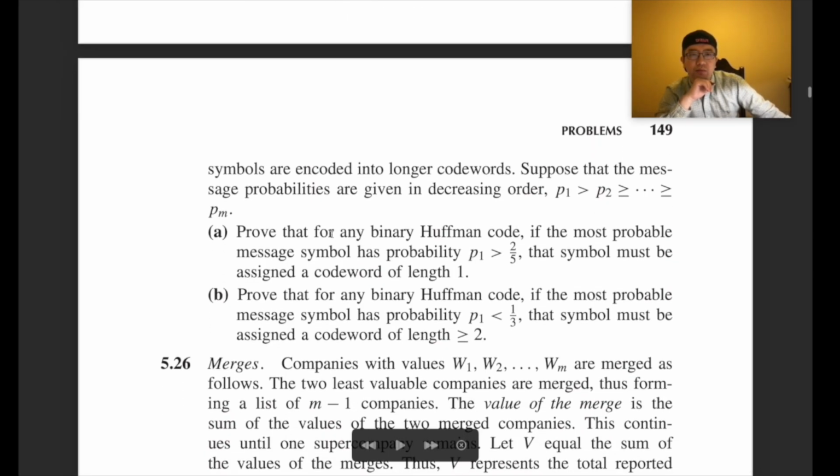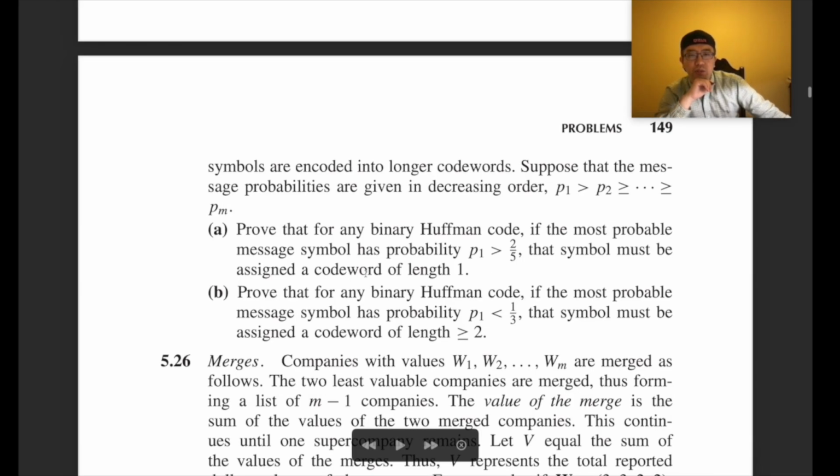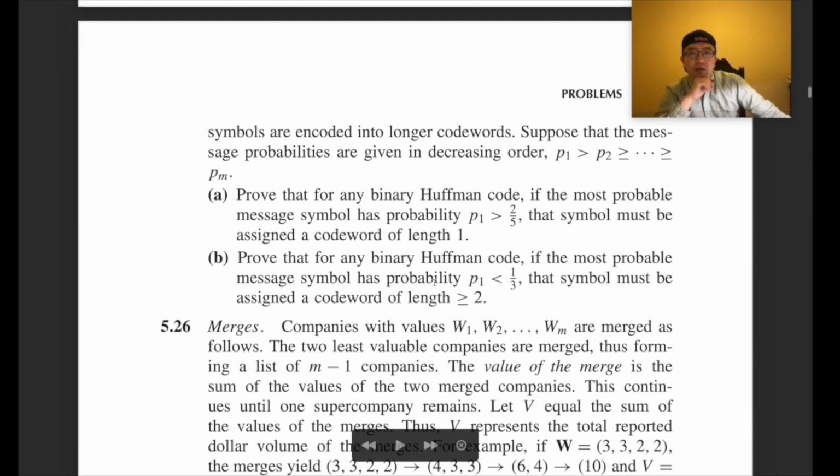And then for the first one, we want to prove for any binary Huffman code, if the most probable message symbol has probability P1 bigger than 2/5, then the symbol must be assigned a code word of length 1. And the second part is kind of similar, right? If this most probable probability is less than 1/3, then the length of this symbol has to be at least 2. Okay, so let's try to prove that.